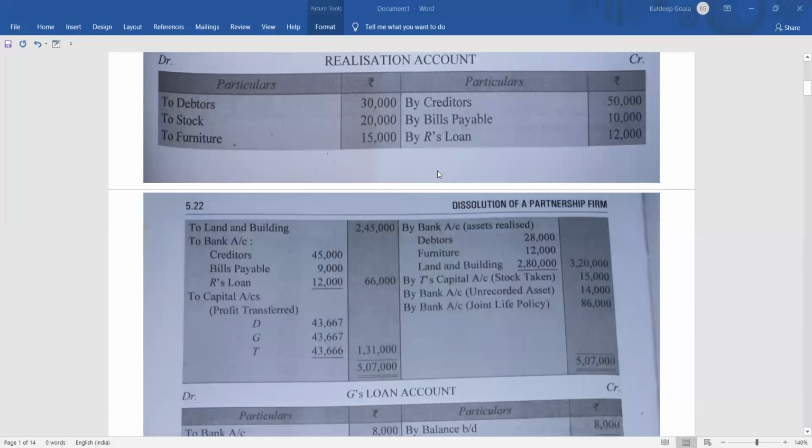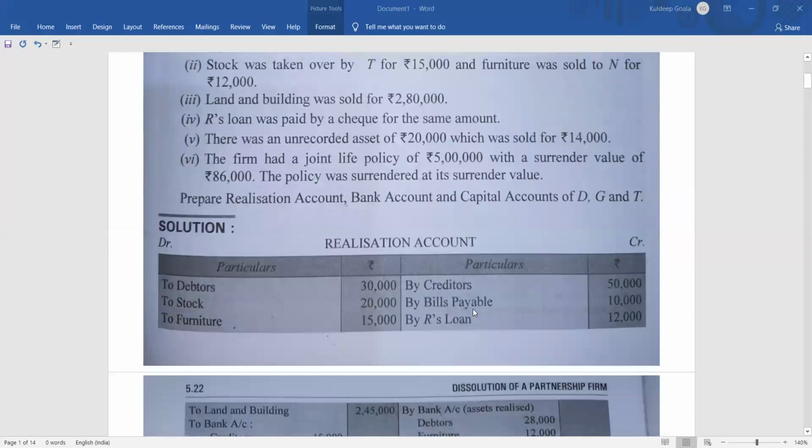Fine. Now let's see if there is any other liability to be paid. Creditors paid, bills payable paid, loan paid. There's no other liability, no unrecorded liability. Please make sure that you check whether there is any unrecorded liability or any liability which has not been paid. If there is no information, make the payment. But in case of asset, if there is no information, then assume that there is no value realized from that. You don't require to give any entry for that.